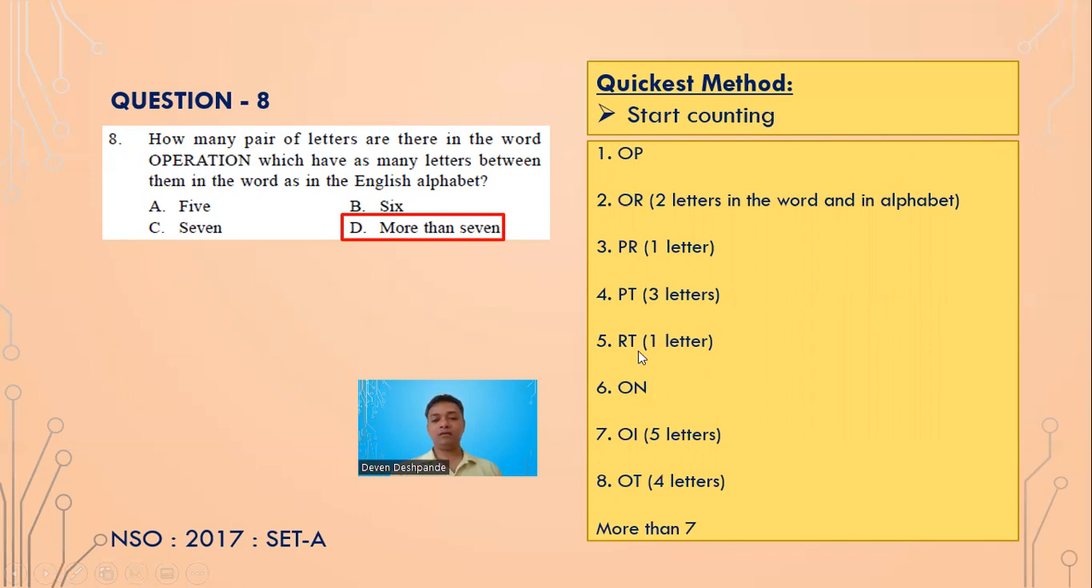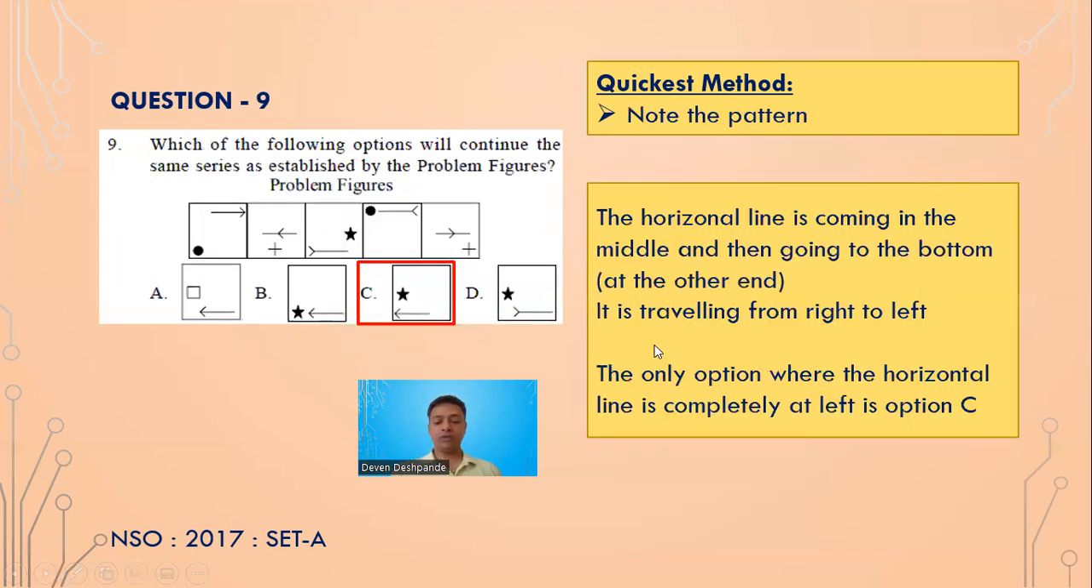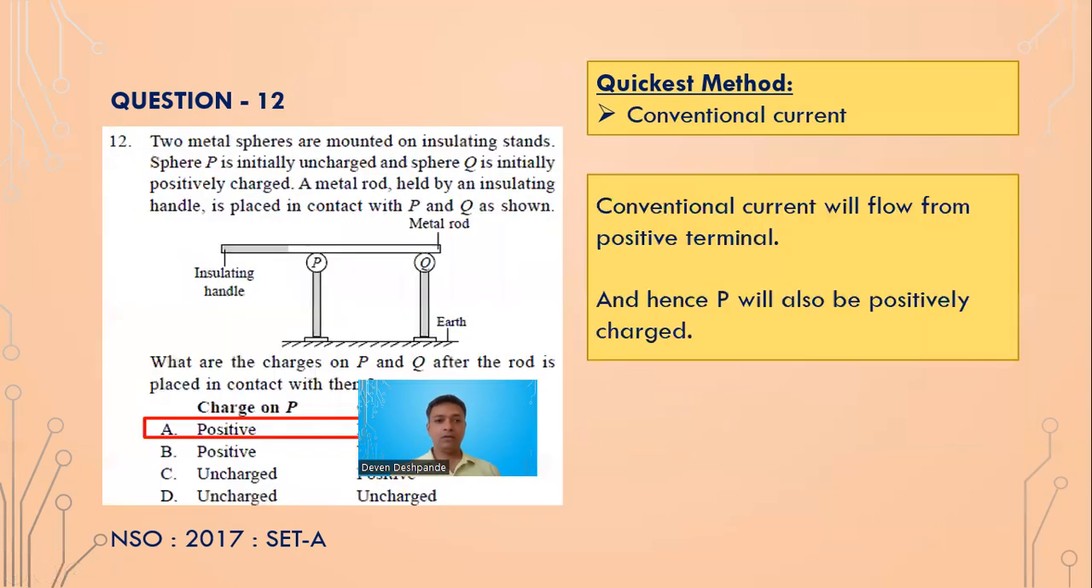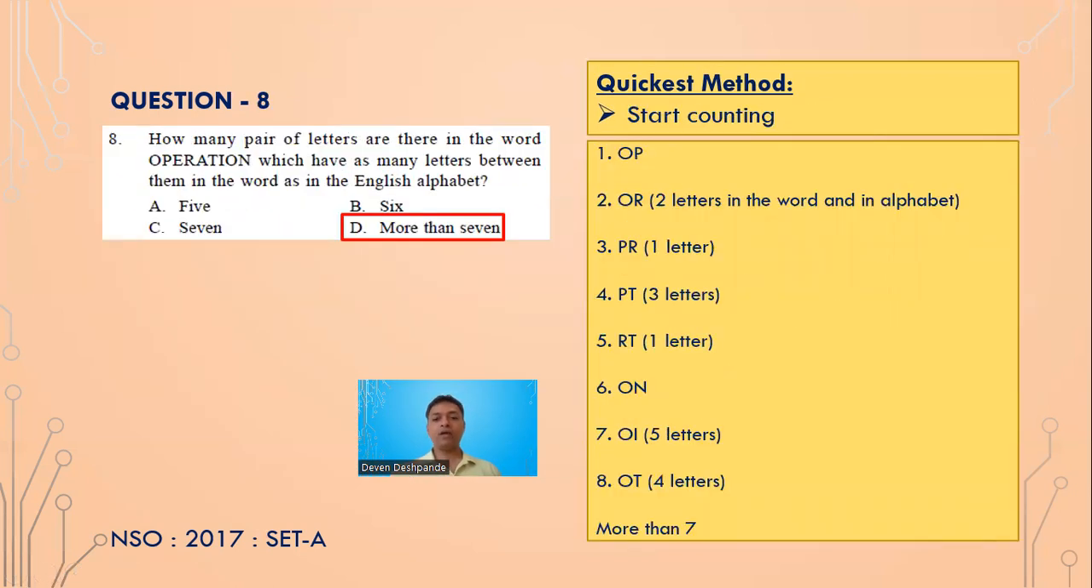O and N: M, N, O, P. Sorry, O and N: M, N, O. Between O and N, there are no letters. O and I: A, B, C, D, E, F, G, H, I, J, K, L, M, N, O. Isn't it? There are five letters: J, K, L, M, N. Between I and O, there are five letters.